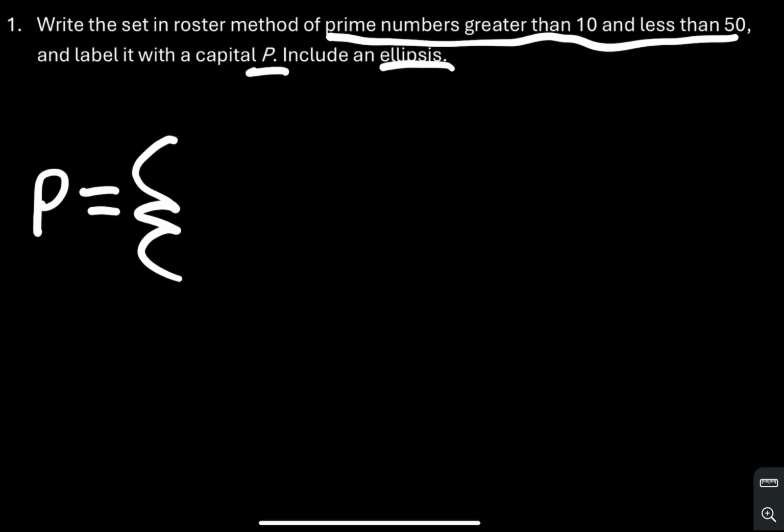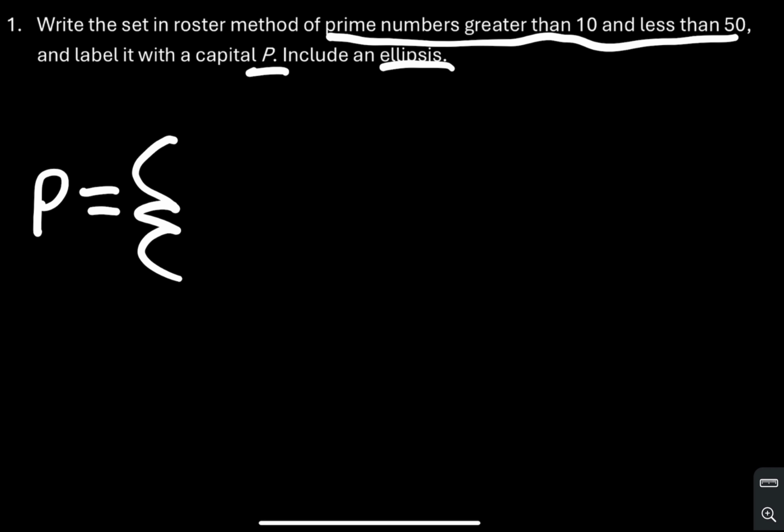Now, we need to include prime numbers in our set that are greater than 10 and less than 50. So it's not including 10 or 50, because if it did, it would say numbers greater than or equal to 10 or less than or equal to 50, but there's no equal to part, so we're not going to include 10 or 50 in our set.